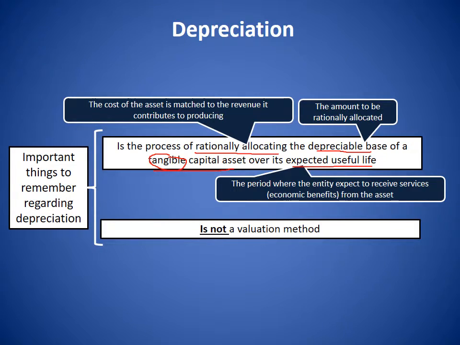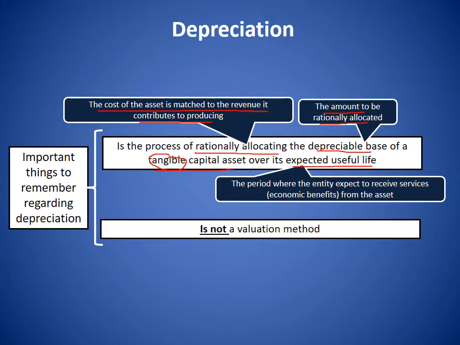Now, the process of rationally allocating means the cost of that capital asset is matched to the revenue it contributes to producing. The depreciable base is, in effect, the cost of the asset to be rationally allocated. And it's not always the cost. It could be the cost less salvage value, or there could be not only the cost of the asset, but the cost of the installation, moving in, and so forth. That would be part of the depreciable base.